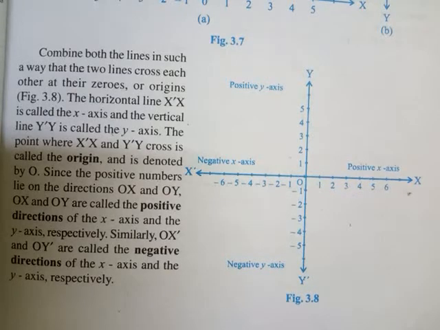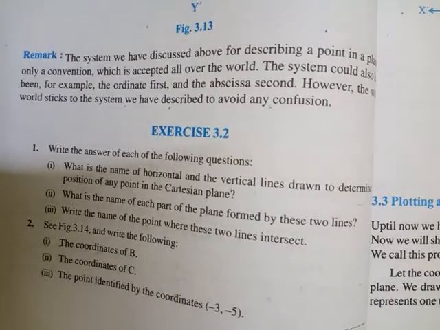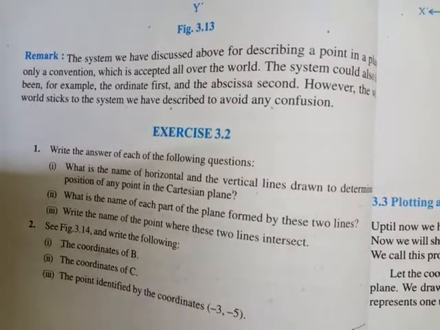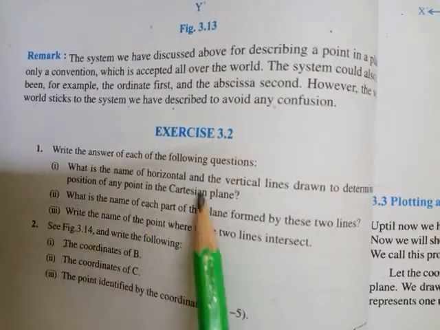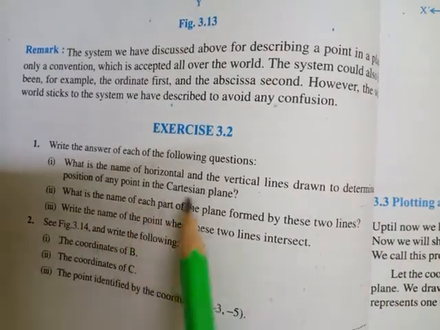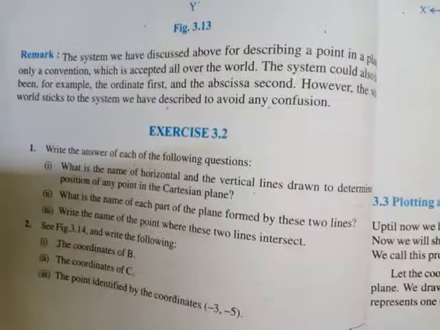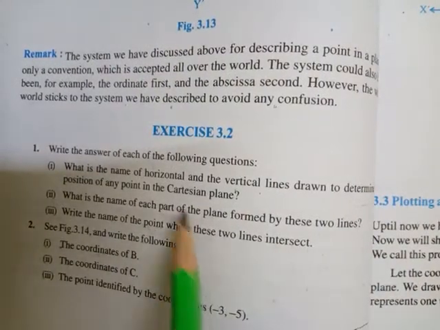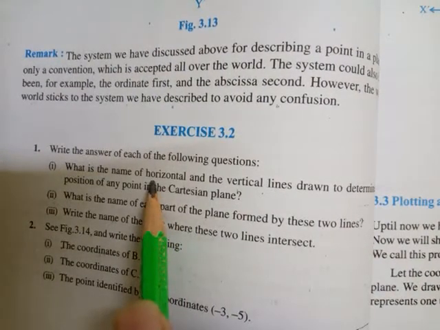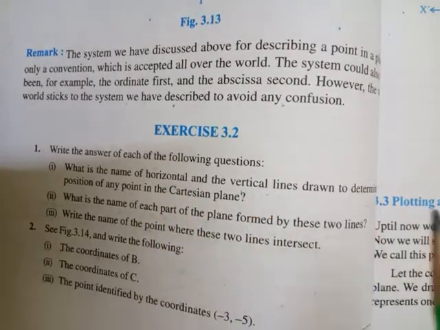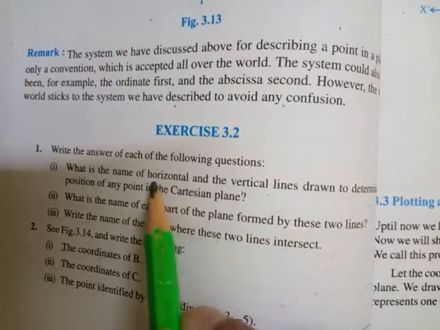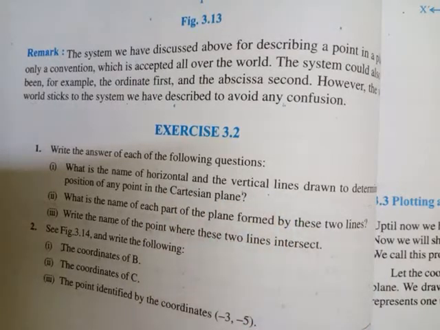Now we'll discuss something about exercise 3.2. Students, as you can see in the video, write the answer of each of the following questions. What is the name of the horizontal and vertical line drawn to determine the position of any point in the Cartesian plane? The answer is: the horizontal line is the x-axis, the vertical line is the y-axis.